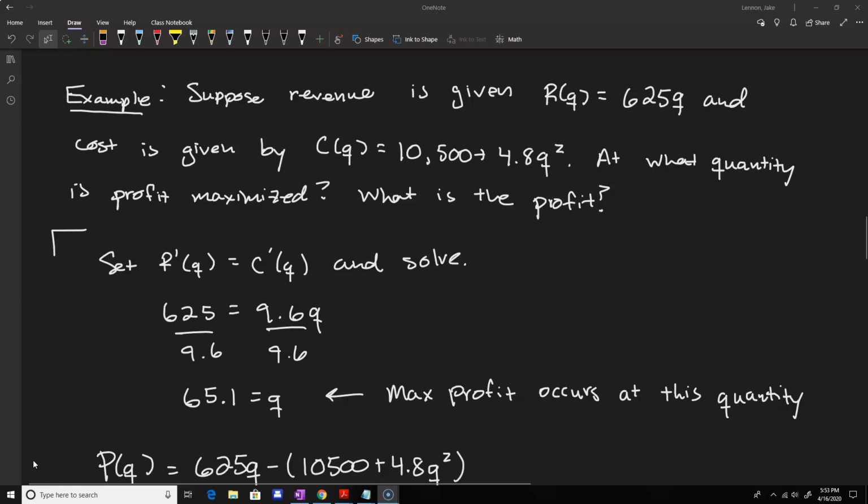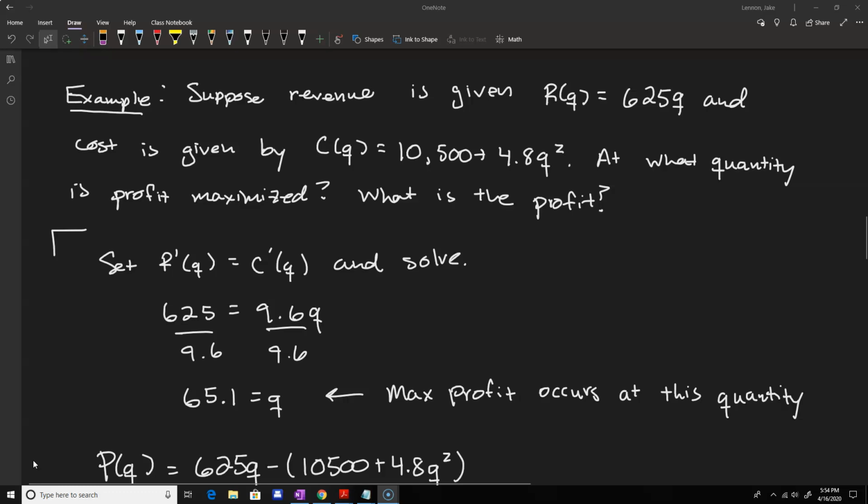So basically in this next example, we've got the revenue that's given by 625Q and the cost given by 10,500 plus 4.8 Q squared, and they want to know at what quantity is profit maximized and what is the profit. So again, just like the previous example, we want to take the derivative, set marginal revenue equal to marginal cost, and solve for our critical point.